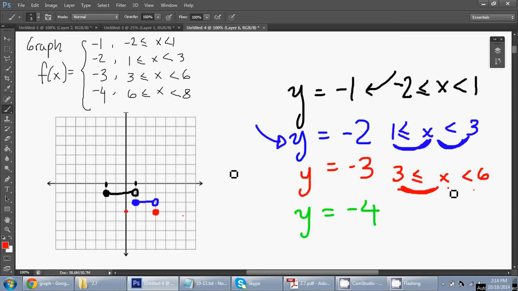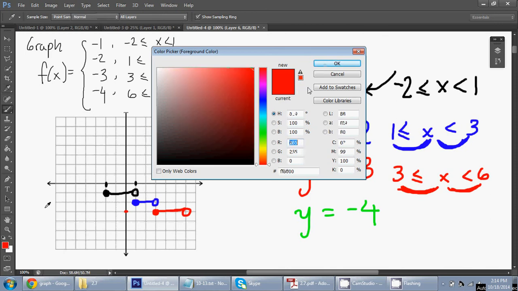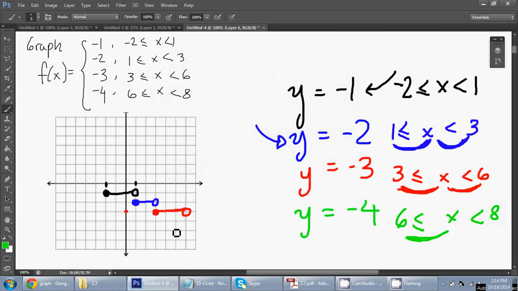So that's done. And then the last one, y is equal to negative 4. We'll do it in green. And that's between 6 and 8. So x has to be greater than or equal to 6. So that's right here, 1, 2, 3, 4, 5, 6. Color it in. And x has to be less than 8. So 7, 8. I'm going to pretend the graph is still going, and I'll draw the line right there, and that's it. You're done. You've graphed the 4 piecewise functions.